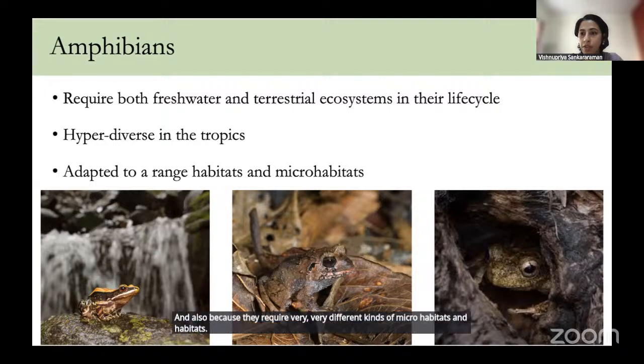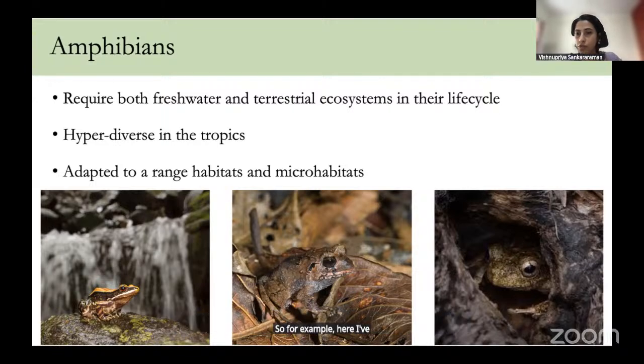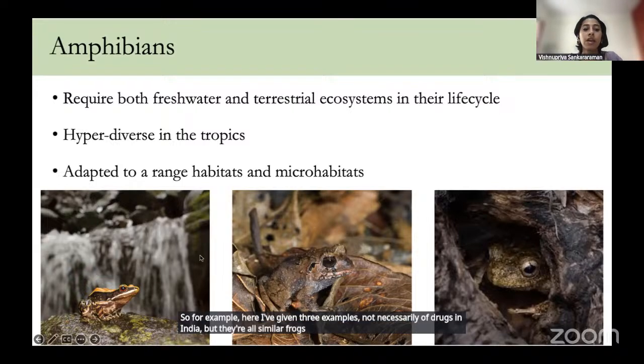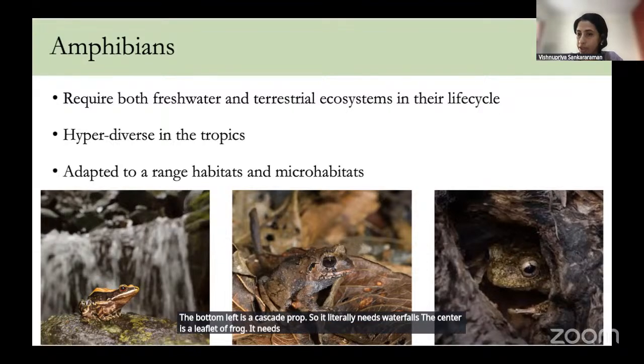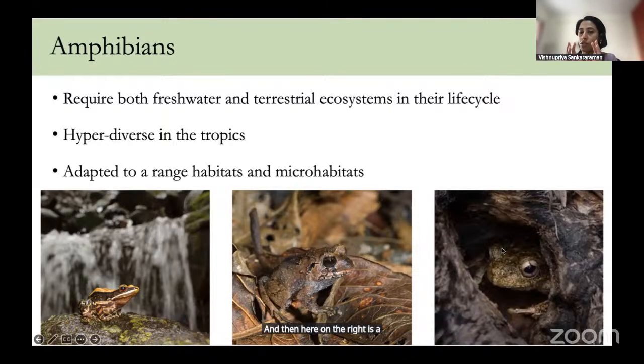So for example, here I've given three examples, not necessarily of frogs in India, but they're all similar. Frogs are found everywhere in the world. The bottom left is a cascade frog, so it literally needs waterfalls to live in. The center is a leaf litter frog. It needs a healthy forest floor like habitat with lots of leaf litter in it. And then here on the right is a tree hollow. So here's a frog that's breeding inside a tree hollow.